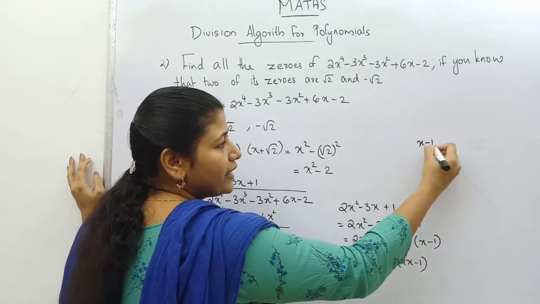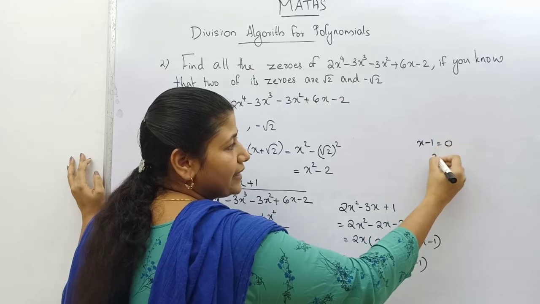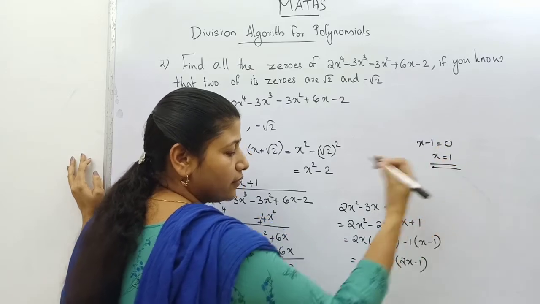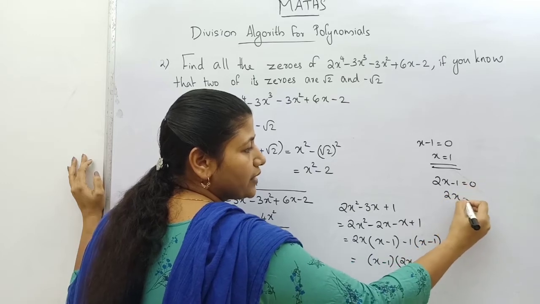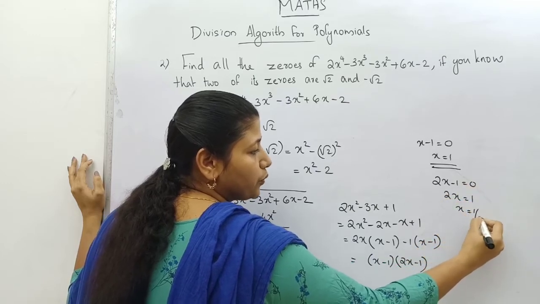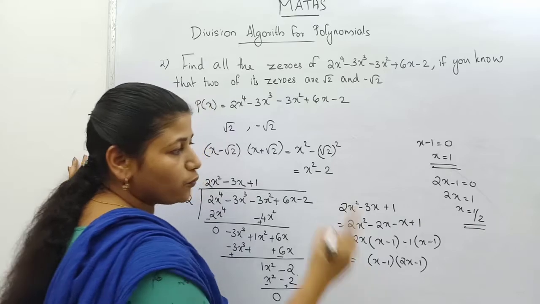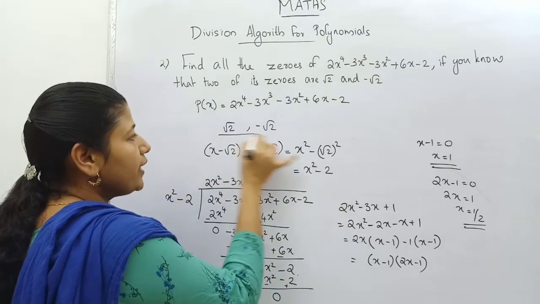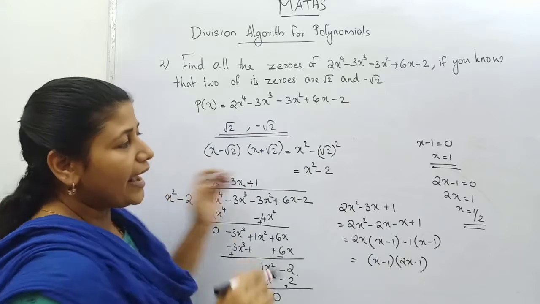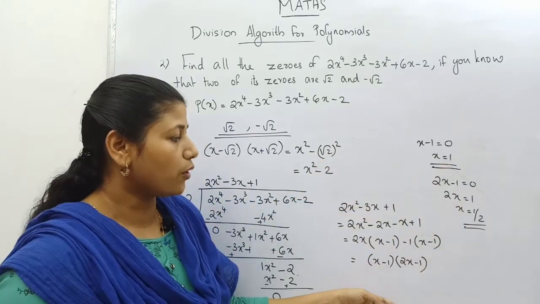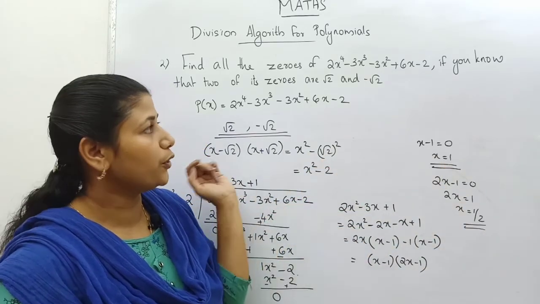Since x minus 1 is a factor, you can write x equal to 1. 1 is a zero. And 2x minus 1 is a factor, so we can write 2x equal to 1 and x equal to 1 by 2. So we got the two more zeros, 1 and 1 by 2. It has already been given that root 2 and negative root 2 are zeros. And 1 and 1 by 2 are also zeros of this polynomial.